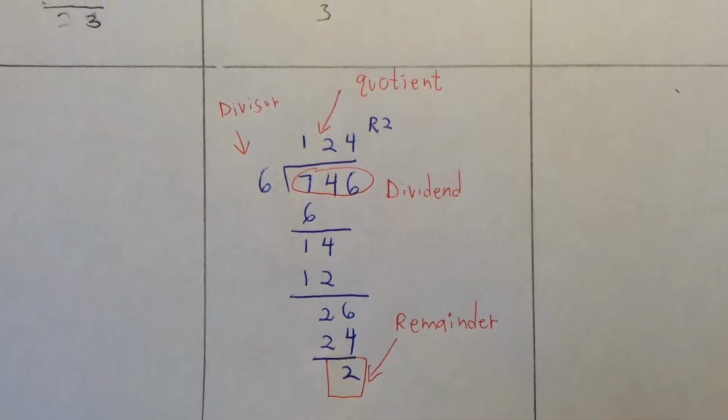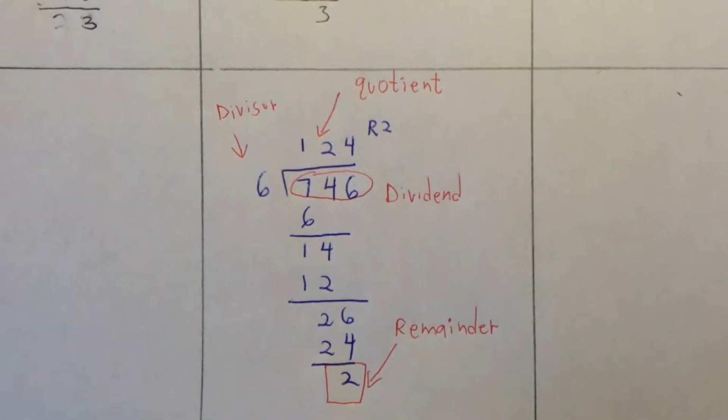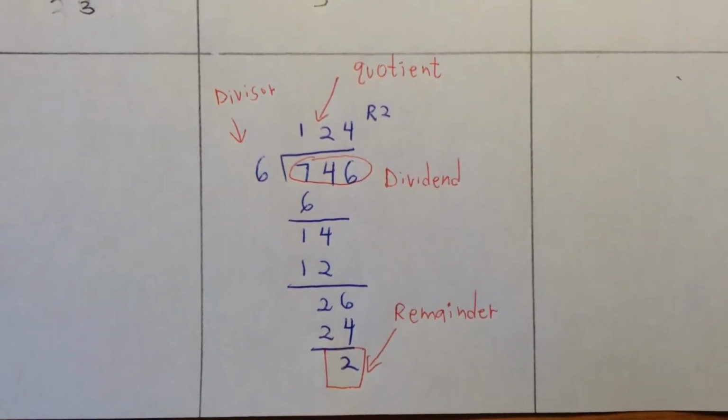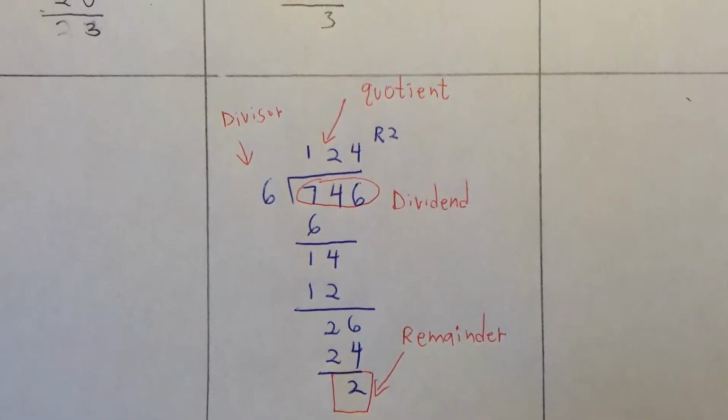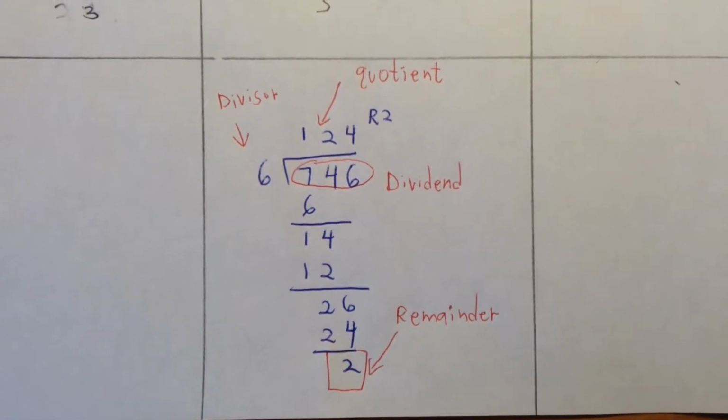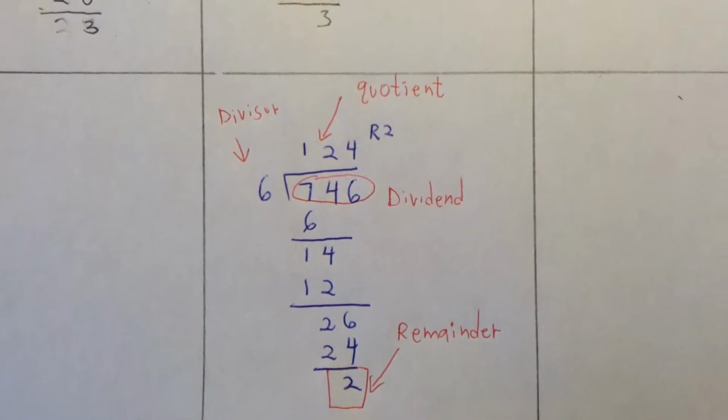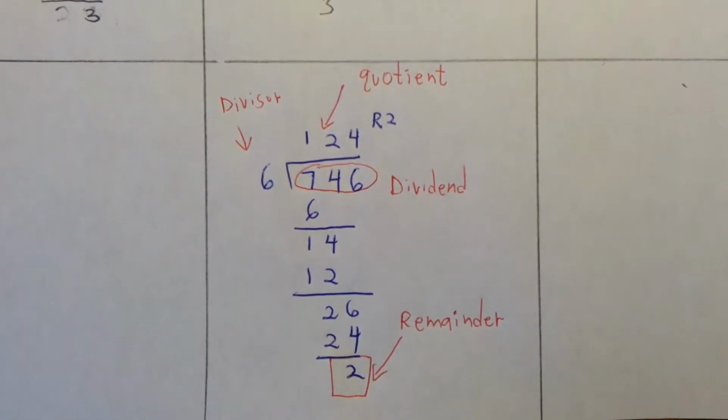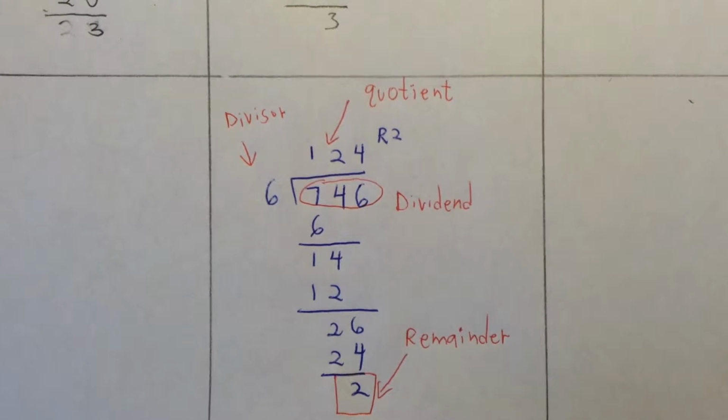In division, the answer is called a quotient. It's stored on top. And if there's anything left over after we're done dividing, it's called the remainder. It is usually noted on top with a capital R. The answer is 124 remainder 2.